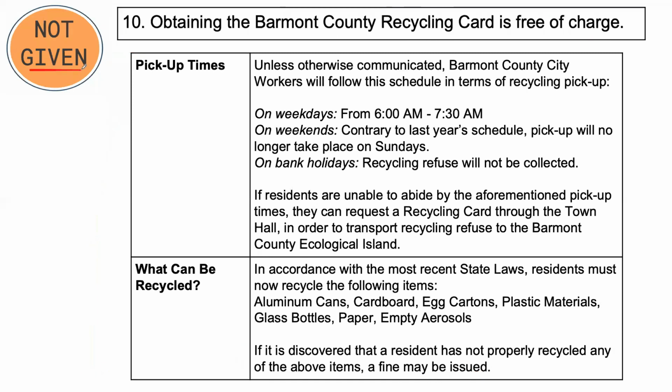And lastly, we're going to look at a not given. We're going to really look at the difference between a not given and a false. So let's look here. In this case, we have number 10, and it says, obtaining the Barmount County recycling card is free of charge. Excellent phrase here, free of charge. In this case, we would look for a keyword. We could say Barmount County recycling card is a great keyword, and it would be in this section here because we see our keyword, recycling card. Now, just to call your attention to the fact that these are most likely going to come in order. Our true answer was number 9, okay?